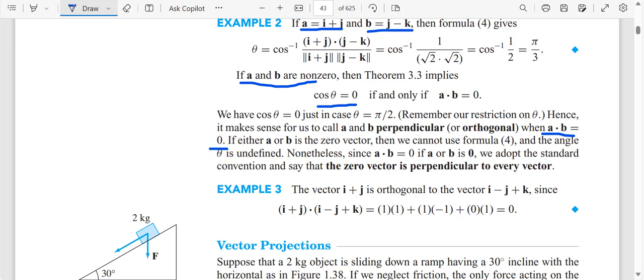So why do we have to say it that way? I mean, we already know what perpendicular means. Well, what about if you have 10-dimensional vectors? We'll still call them perpendicular. Actually, we don't use the word perpendicular then. We use the word orthogonal.